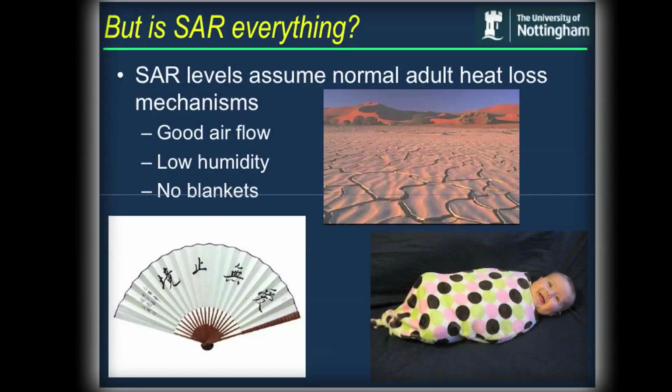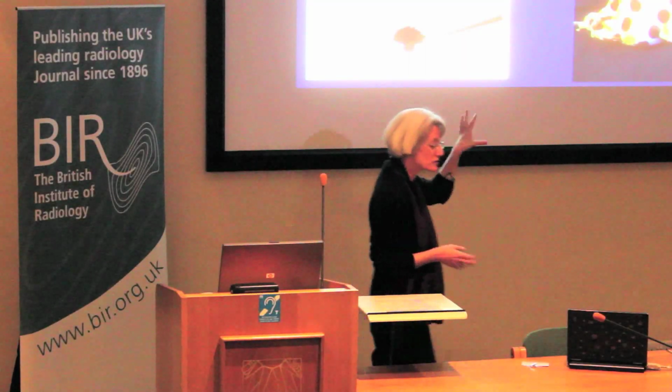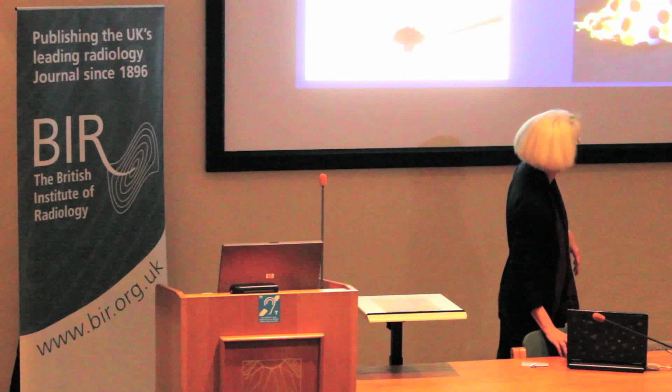So we assume that they lose heat due to airflow, as magnets have airflow through them. We assume the person is not too big, so there's good airflow all around them. We assume that the air is dry, with low humidity, so that they can sweat and lose heat that way. And we are also advised not, in general, to wrap people up in blankets. So all these mechanisms lead to good heat loss from the adult.